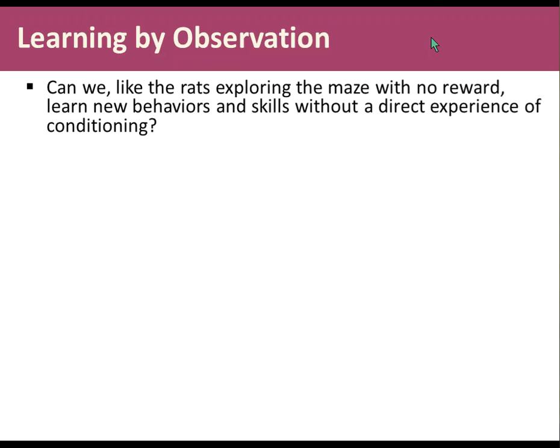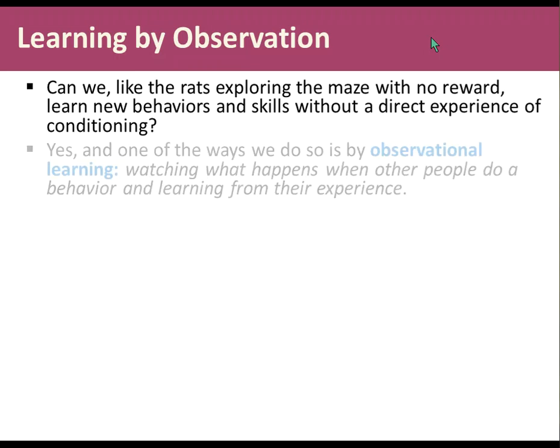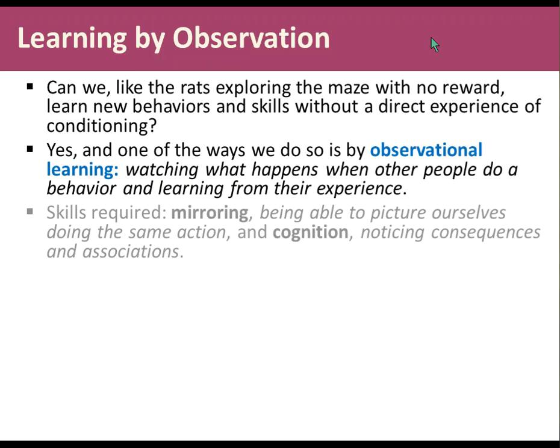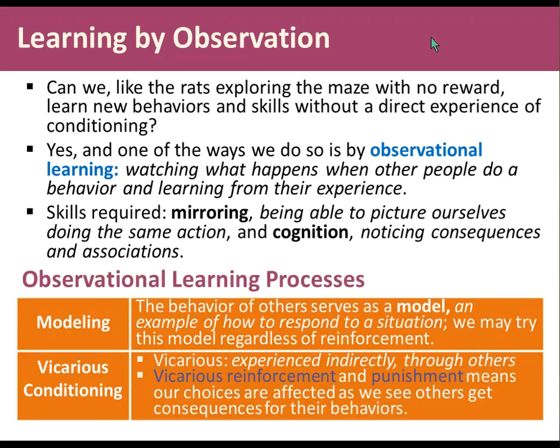Can we, like the rats exploring the maze with no reward, learn new behaviors and skills without direct experience of conditioning? Yes, and one of the ways we do so is by observational learning, watching what happens when other people do a behavior and learning from their experience. Skills required: mirroring, being able to picture ourselves doing that same action, and cognition, noticing consequences and associations.